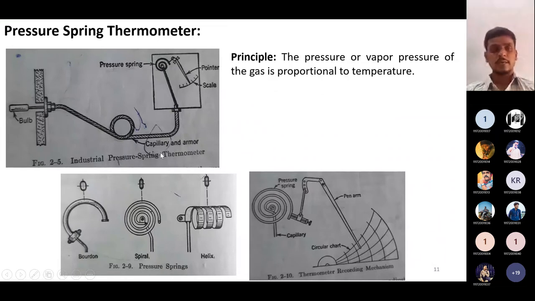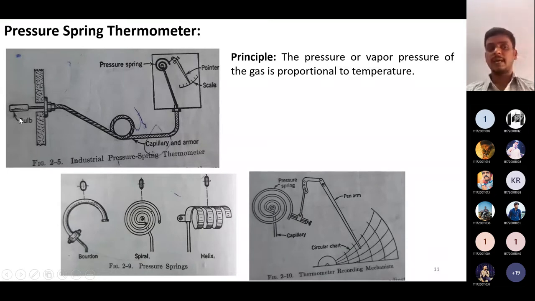So how will this look? This construction with a capillary, this pressure spring type of instrument, can be of three types. One is the Bourdon tube type of instrument, or the spiral type of instrument, or the helix type of instrument.